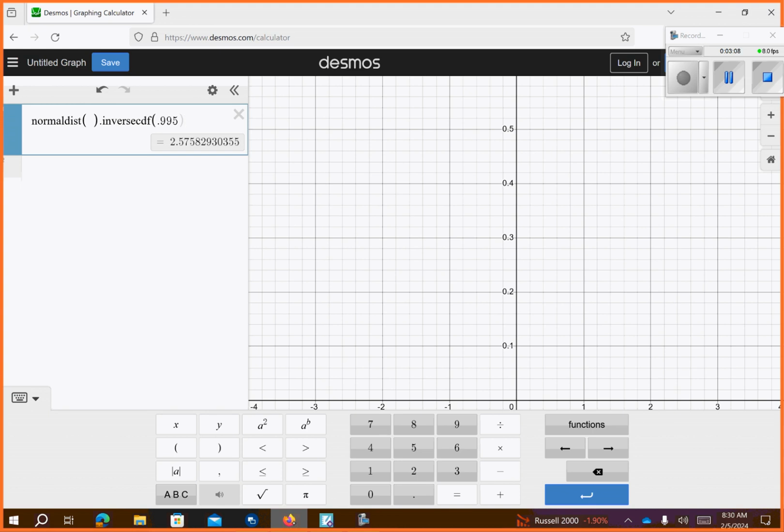What's the z-score? The z-score is 2.57 or 2.58. Oh, so that's how you get it. So then, let me just go back to 5.8 just so I can verify the equation.